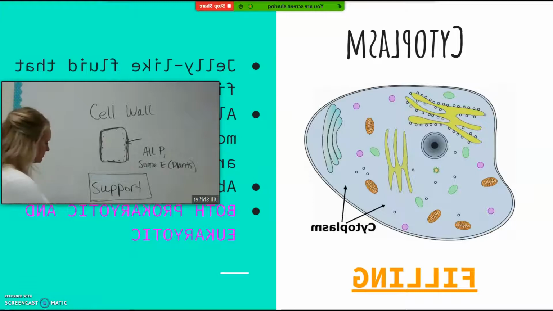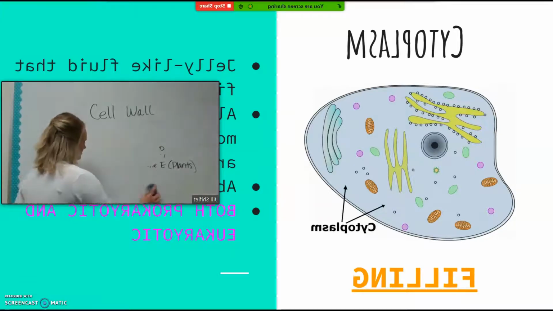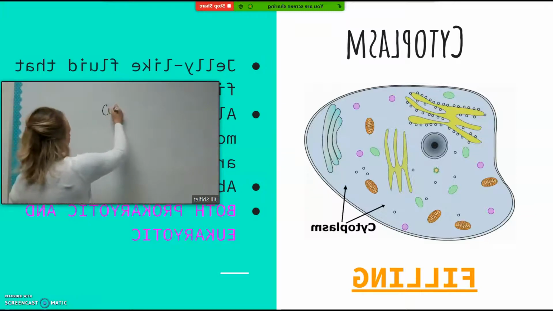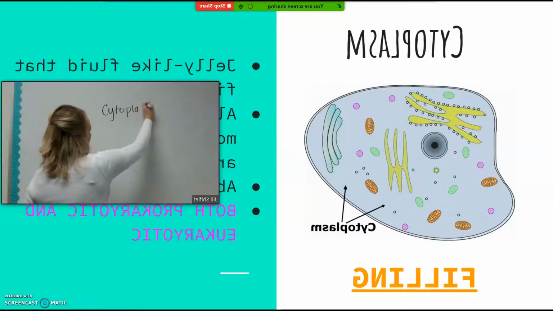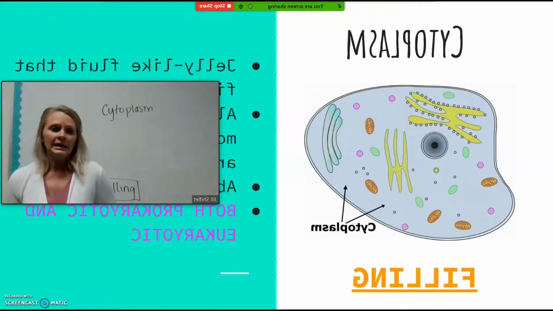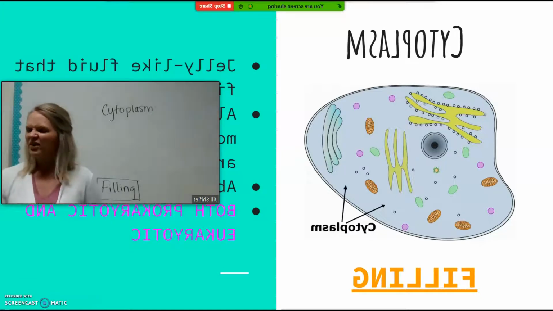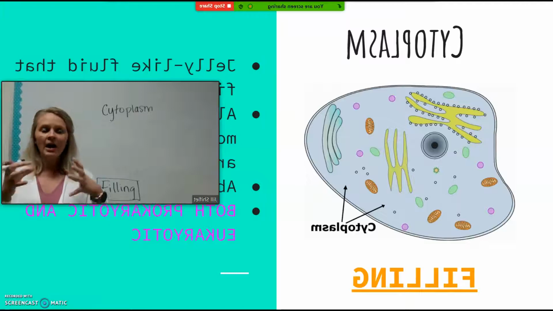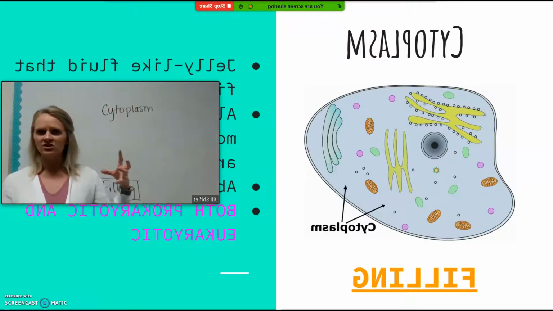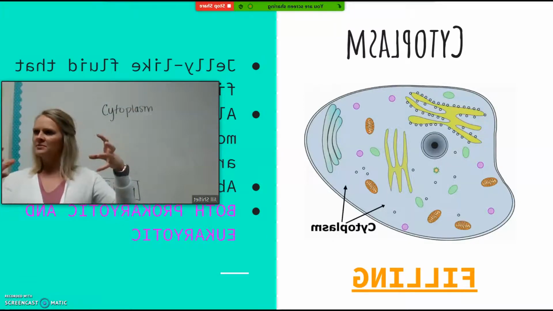All right, then we have cytoplasm. Everything has cytoplasm. Cytoplasm is the stuff inside. The filling. That's the word you need to remember, the filling. Cytoplasm is mostly made of water. It's about 80% water, but it has a different consistency than water. It's jelly-like, so that all the organelles, all the stuff inside the cell, is able to maintain a position where they need to stay. The cytoplasm kind of helps suspend everything.